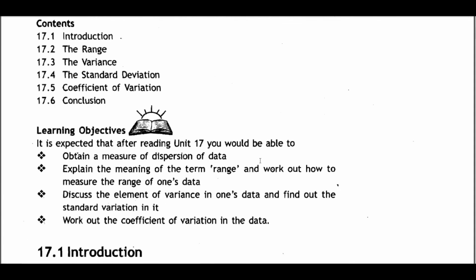It is expected that after reading this Unit 17, you would be able to obtain a measure of dispersion of data, explain the meaning of the term range, and work out how to measure the range of one's data, discuss the elements of variance in one's data, find out the standard deviation in it, and work out the coefficient of variation in the data.